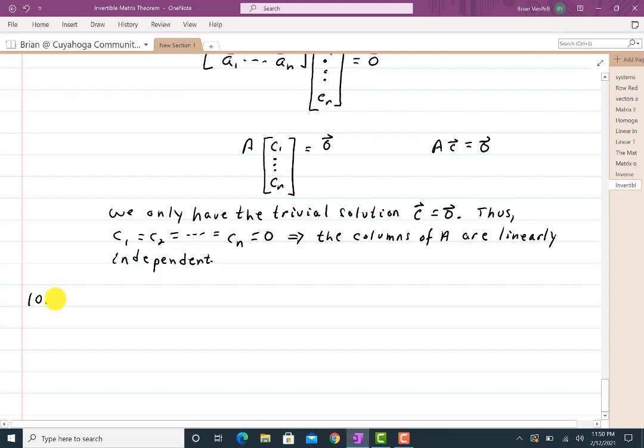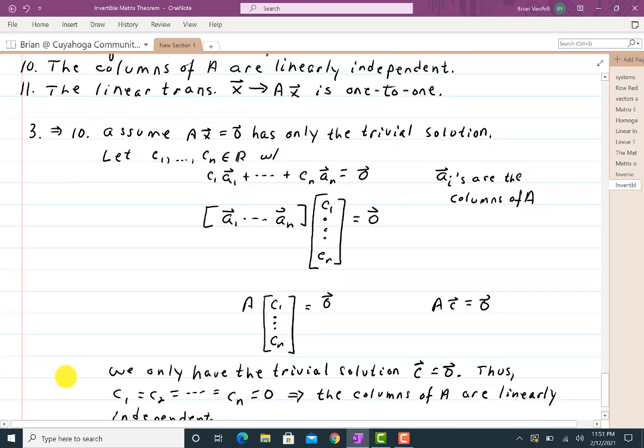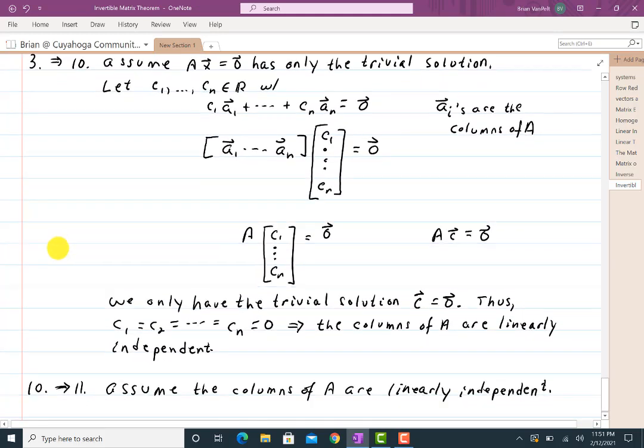Next, we'll do 10 to 11. So we assume the columns of A are linearly independent. Now, what are we trying to prove? Let's see what 11 says. We are trying to prove the linear transformation is 1 to 1.